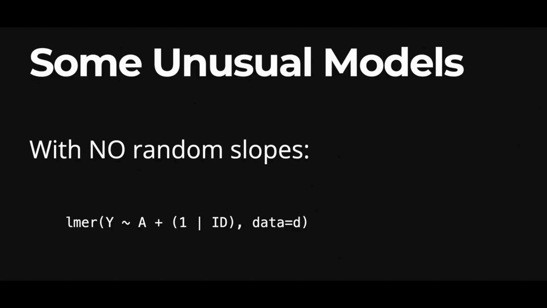So let's say you have a model with no random slopes at all. And so you might have a model that looks like this: y tilde a plus parentheses 1 vertical pipe ID. Why is that 1 there? Well, really the 1 is there because if you have no random slopes and you just leave that blank, it's going to give you an error. R is expecting to have something there, so you have to put a 1 there. More importantly though, that 1 tells R that you want the intercepts to be random.